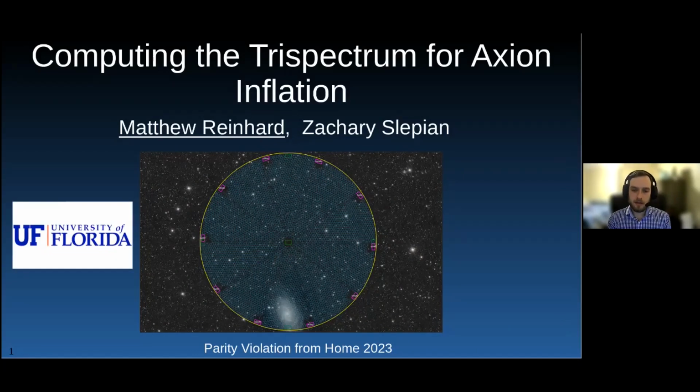I've included an image here of the DESI focal plane embedded on the night sky. DESI is the Dark Energy Spectroscopic Instrument. It's currently measuring the spectra of over 30 million different galaxies and building the largest map of the 3D distribution of matter to date. And we plan to use the DESI data to test the predictions of axion inflation.